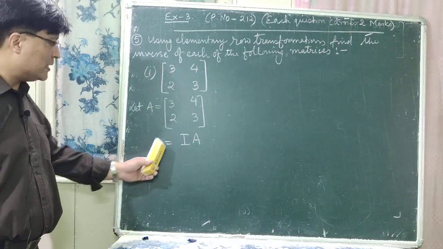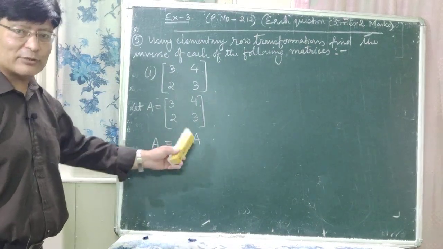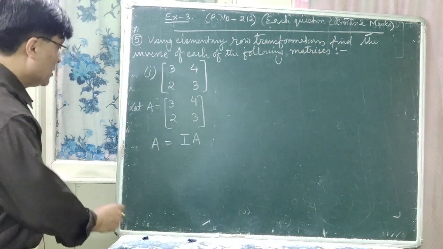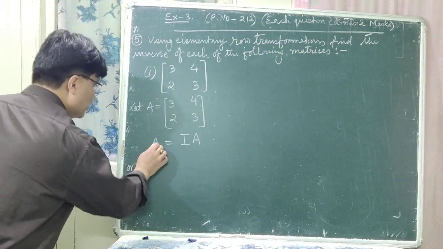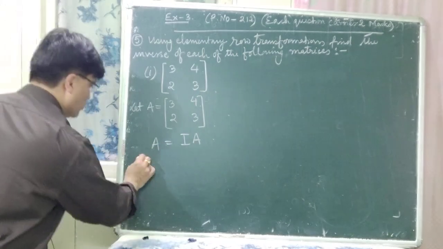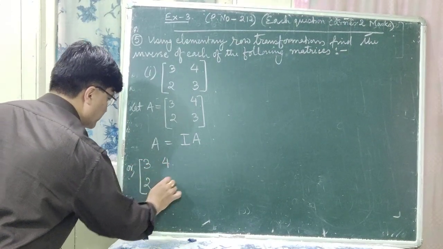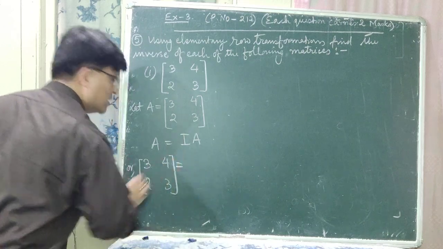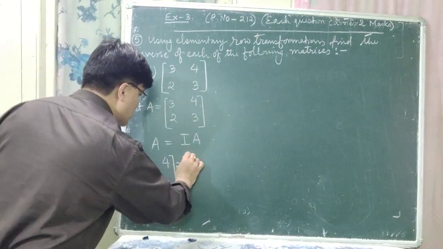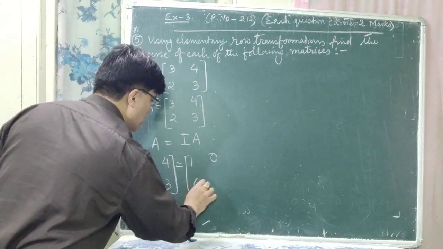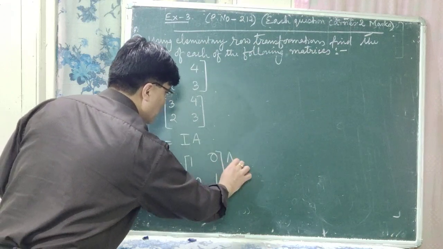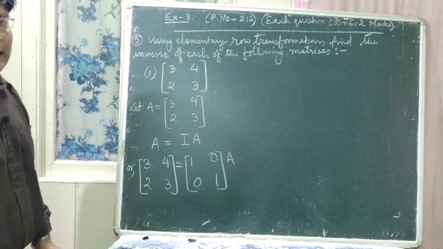That is, you can write A is equal to I into A, because I into A is equal to A, right? So what is A out here? The matrix A that you write. What is that? 3 4 2 3, which is equal to, what is I actually here? 1 0 0 1 A, right?